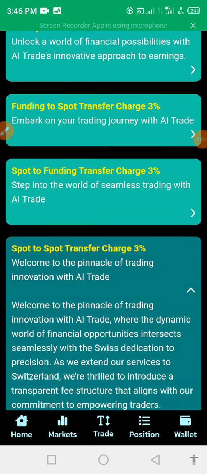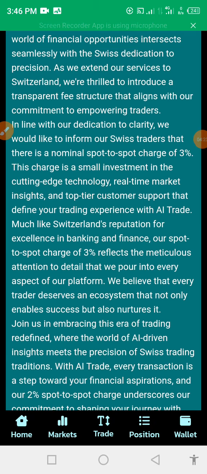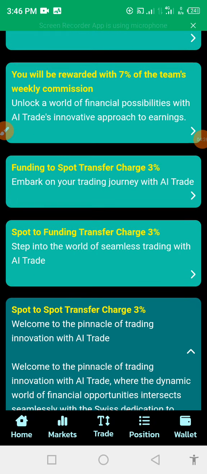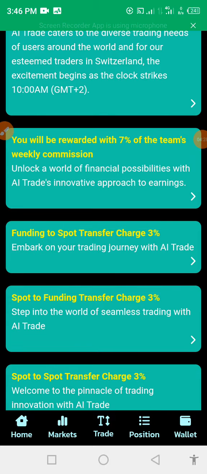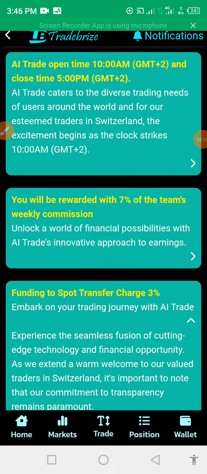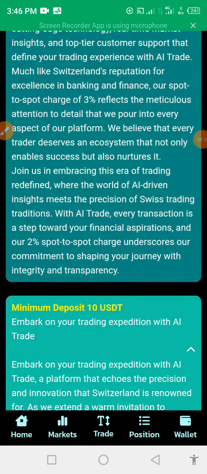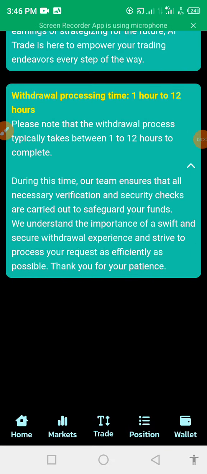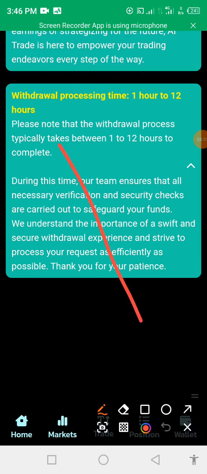Okay, spot. This is the spot, where the trading takes place. Funding. Okay, this is funding. As you can see, you can go there and read at your home. So by the time you want to withdraw, you will come here in wallet.